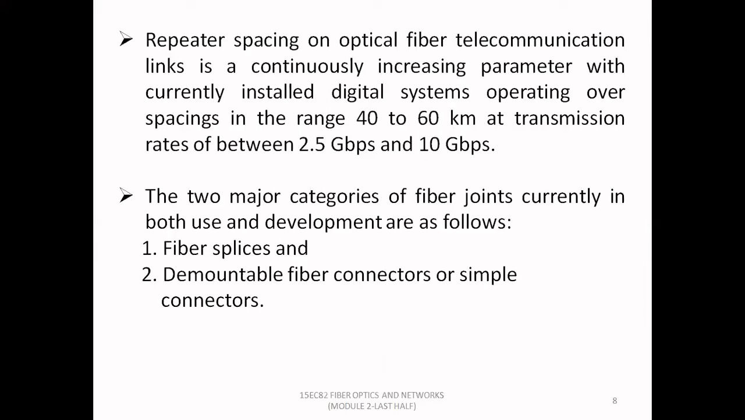Repeater spacing on optical fiber telecommunication links is a continuously increasing parameter with currently installed digital systems operating over spacings in the range 40 km to 60 km or transmission rates of between 2.5 gigabits per second and 10 gigabits per second. The two major categories of fiber joints currently in both use and development are as follows. First one, fiber splices, and second one, demountable fiber connectors or simple connectors.